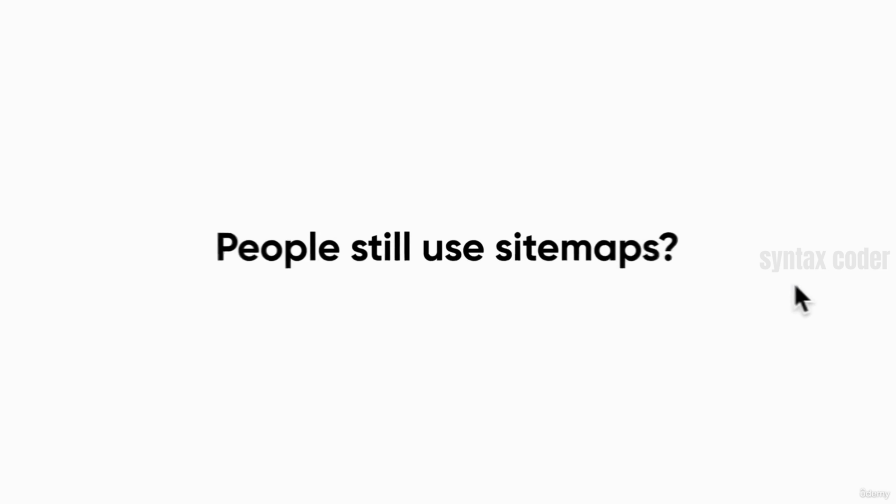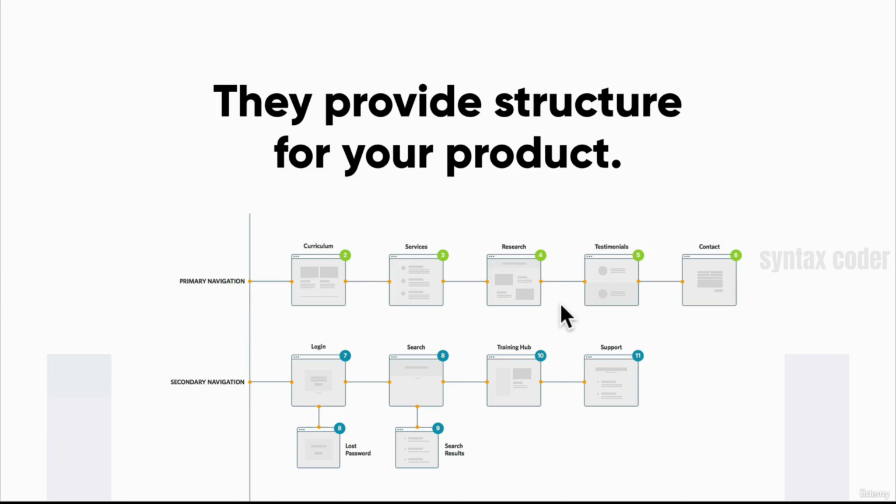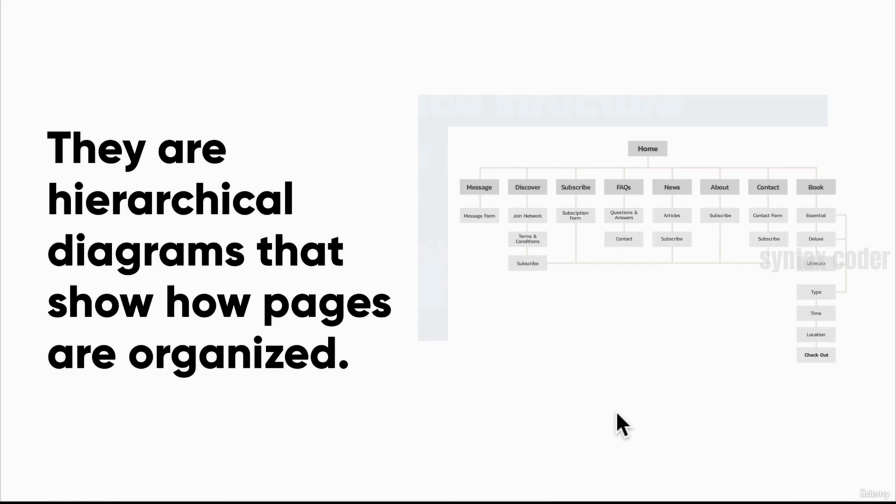So the big question is, people still use sitemaps? Of course they do. It's not just limited to information architecture. Everyone should use sitemaps, especially designers. They help provide structure for your product. Like, look at this. We have the primary navigation, our secondary navigation. We can really plan out all the different navigation schemes within our product. Sitemaps help a lot. So what are they?